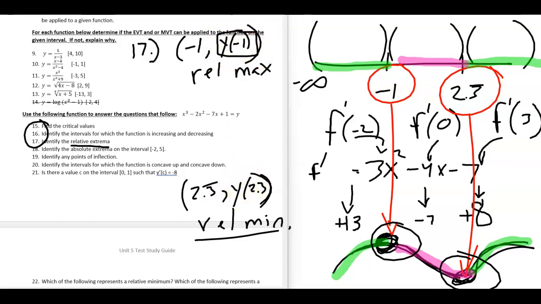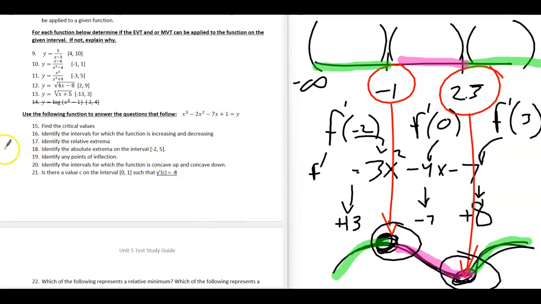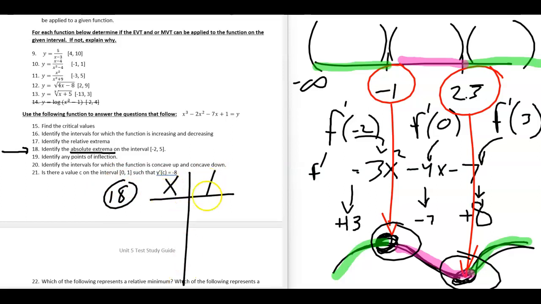So let's go ahead and take a look at number 18. Number 18 asks us to find the absolute extrema. Okay, to do that one, we're going to be doing the candidates test. Now the way that the candidates test works is you're always going to include any endpoints that they give you. So on this problem, my endpoints are from -2 to 5. And you're also going to include any critical values, which we've already found as well.